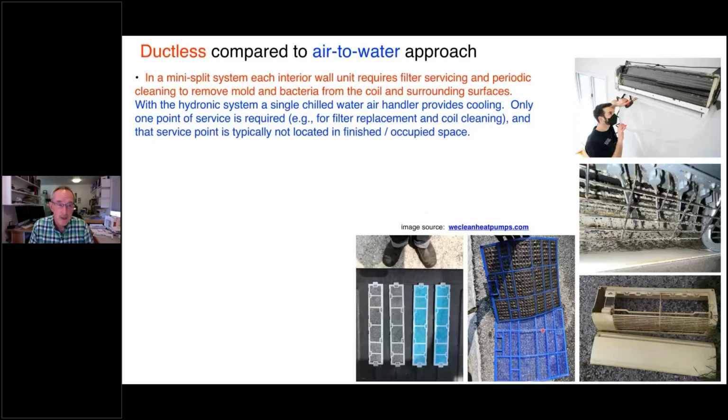Okay. When we go with a hydronic system and a single chilled water air handler, oftentimes the air handler is not in the living space. It's not above somebody's sofa, not above somebody's piano. It's in the basement, or it might be up in an attic, or in some other accessible space that is not within the living space. So the idea of cleaning the coil, checking the filter, maybe replacing the filter, cleaning out the condensate trap, and so forth, that's not taking place in somebody's living room. So that is an advantage.